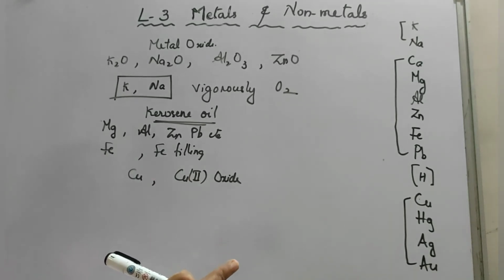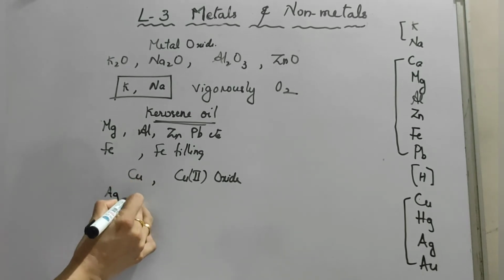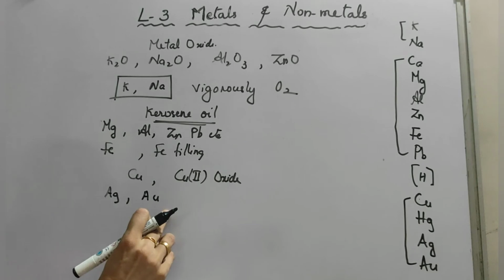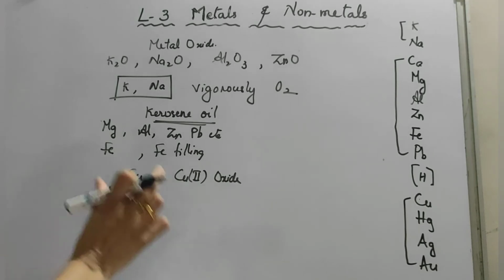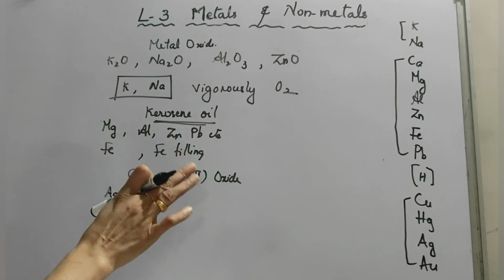The least reactive metals are silver and gold. What about silver and gold? Silver and gold do not react with oxygen even at high temperature.